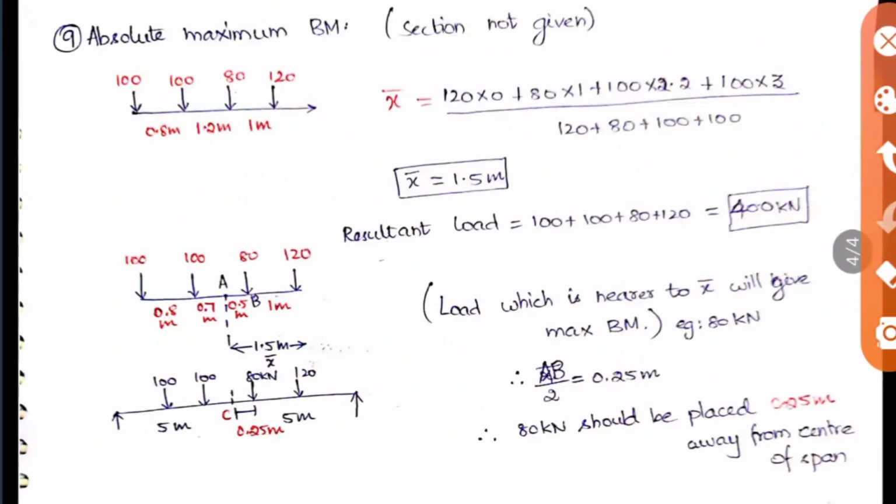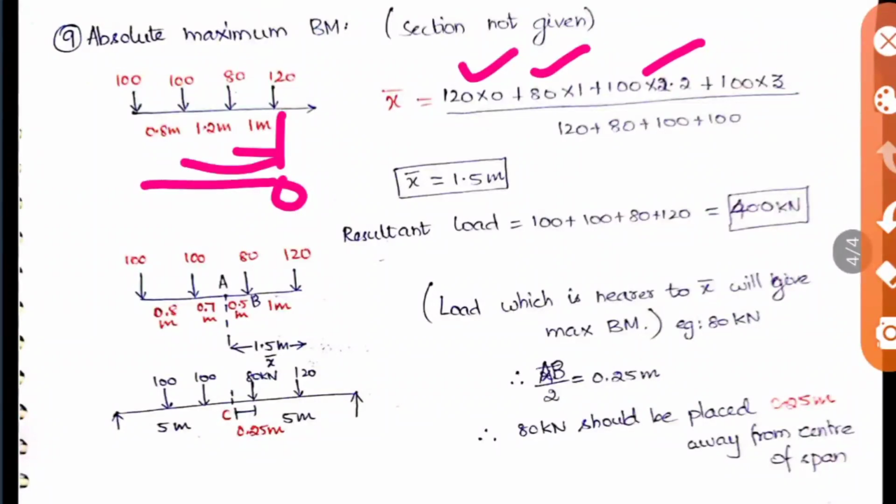So for finding the centroid, you should take the right span, that is 120, and you should take this as 0. So 120 into 0 plus 80 into the distance from there, so 80 into 1, and 100 into the distance from here, so it is 2.2, 100 into 2.2, and 100 into the whole distance, so it is 3 meters, so 100 into 3, divided by the total summation of the loads, 100 plus 100 plus 80 plus 120, so you'll be getting x bar as 1.5 meter.